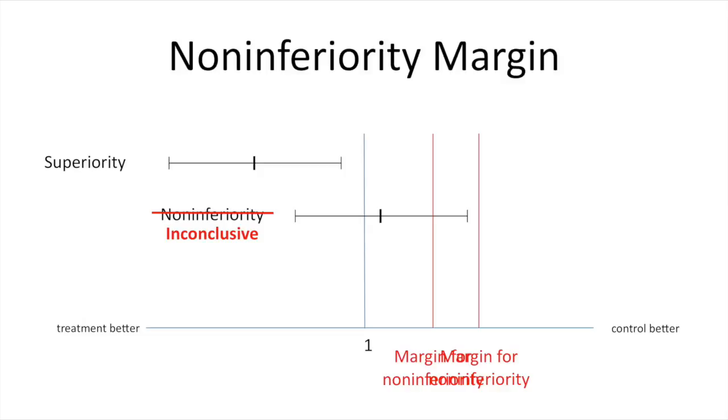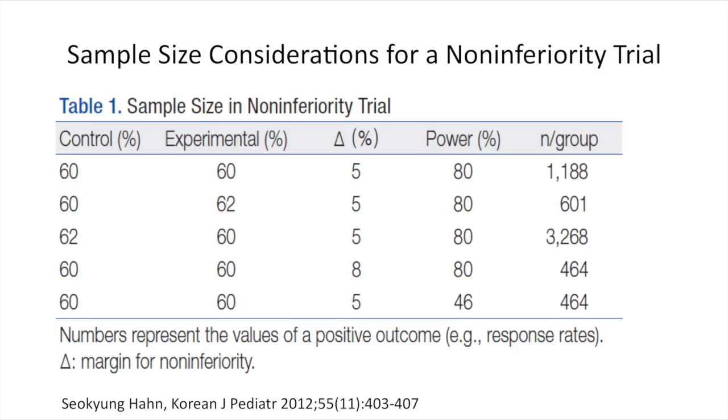However, if we define this margin for non-inferiority differently, for example, we put it here, suddenly the same data become inconclusive. So it really depends on the definition of this margin of non-inferiority how the results are analyzed. Let's look at the sample size considerations for non-inferiority trials.